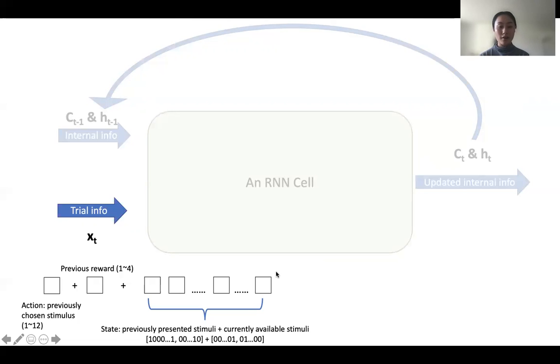And for the remainder of the input vector, we decided the RNN also needs to learn what stimuli were presented in the last trial, and also what stimuli are currently available, but not necessarily presented. To encode the stimuli, we tried different kinds of encoding, but ultimately settled on one-hot encoding. Overall, this gives us a 50-element vector as input into each trial.